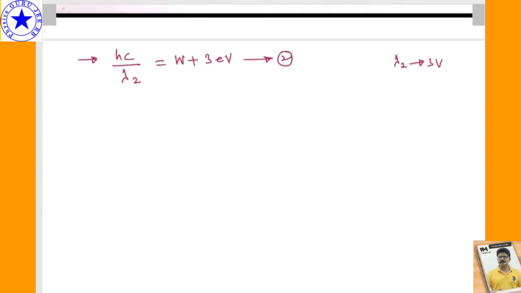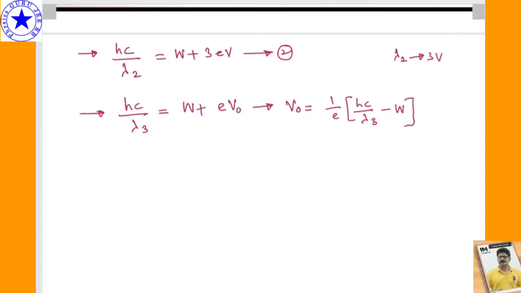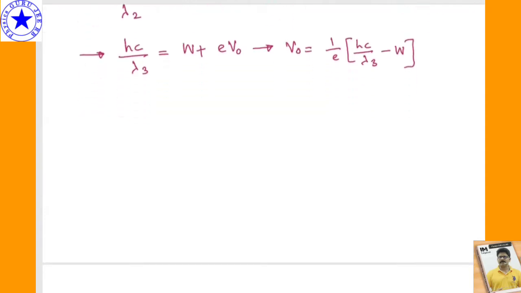Now for wavelength lambda 3, hc by lambda 3 equals W plus e into V naught. Right? We have to calculate what V naught is. From here, V naught equals 1 by e into (hc by lambda 3 minus W), where W is the work function.